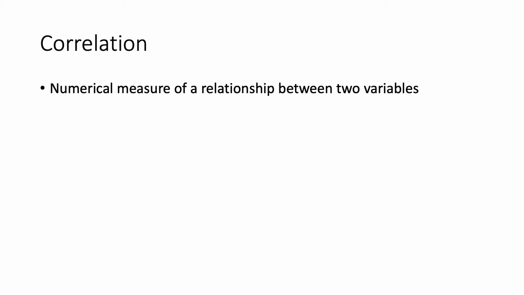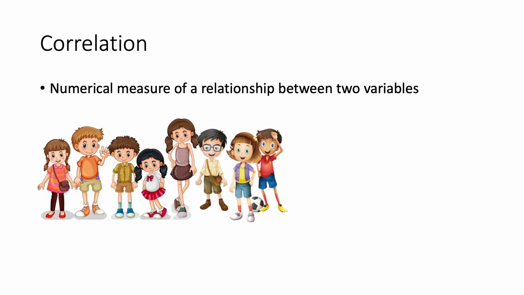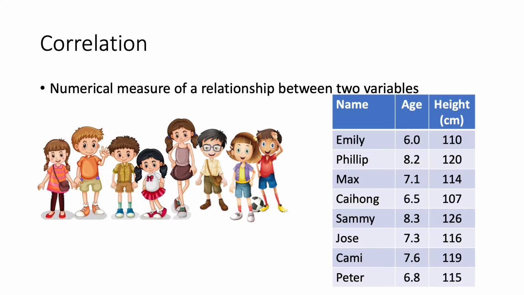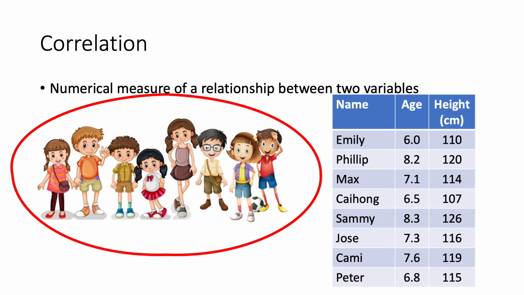So let me give you an example. I've got a group of kids and I want to see if there's a relationship between their age and their height. This is pretty intuitive, but it will help you to understand. Notice that I've got one group of kids, and for each of those kids, I have two variables. I have their age and their height. So the variables are what I'm measuring, not the kids. I've got one group.